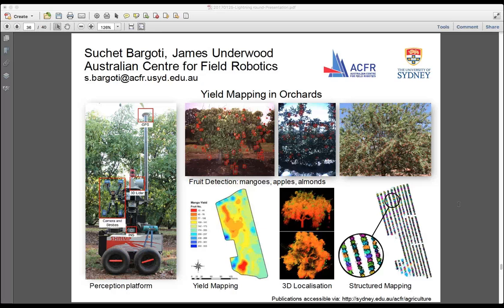And these detections are tracked between subsequent frames and also localized in 3D. The counts can then be mapped spatially across the orchard, and they can even be associated to individual trees by using some of the automated tree segmentation algorithms that we have built. So have a look at the link below for more information, or get in touch with me for any discussions. Thank you. Thank you very much, Sushet.